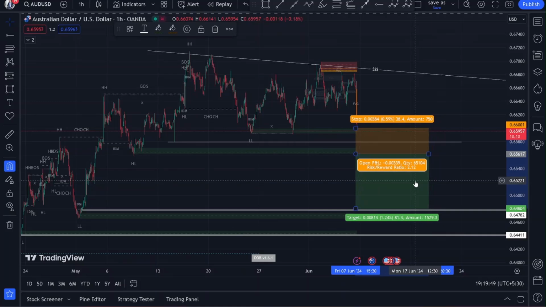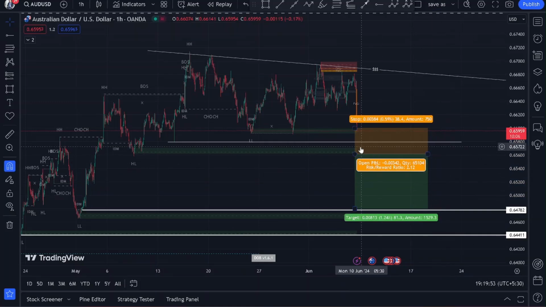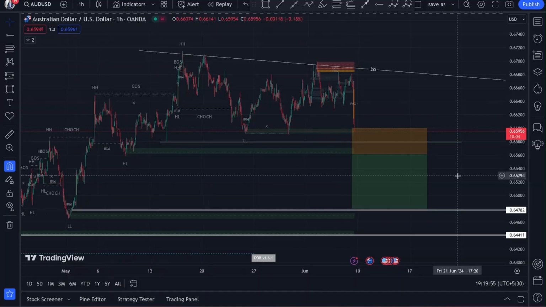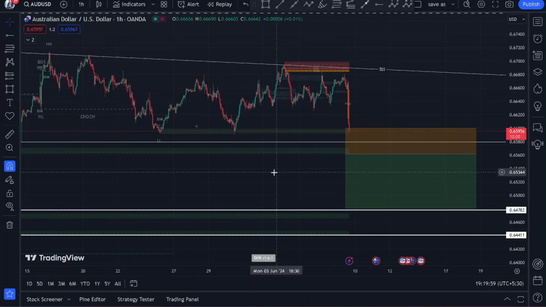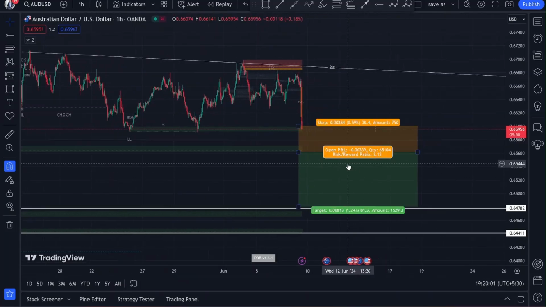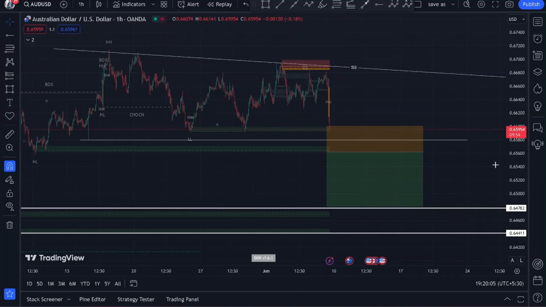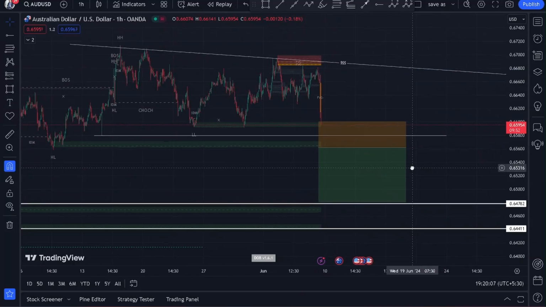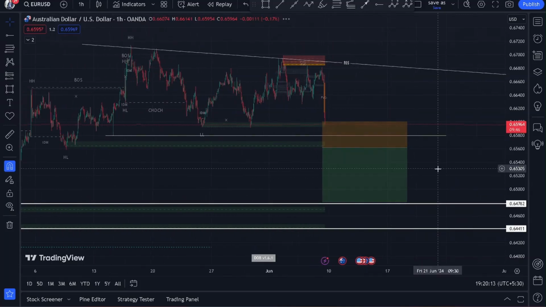So there is a condition in the AudUsd trade on the short side. If we are looking at the short side, we need to wait for the hourly candle to close below the 0.65600 mark, and we can then follow it. Stop loss and targets are already discussed.